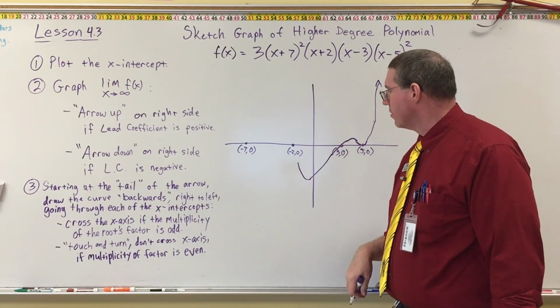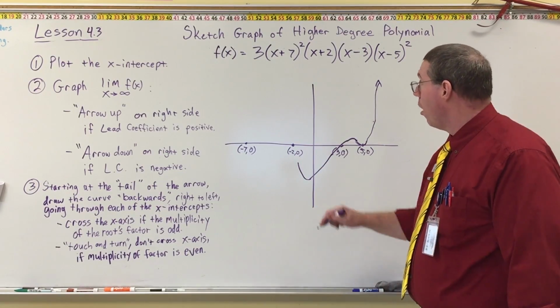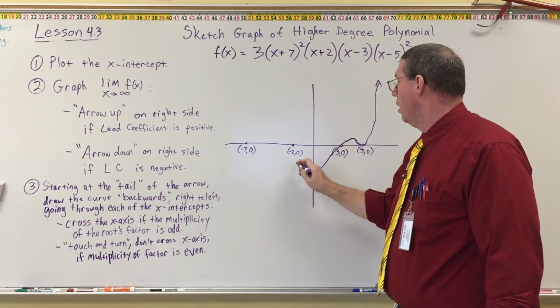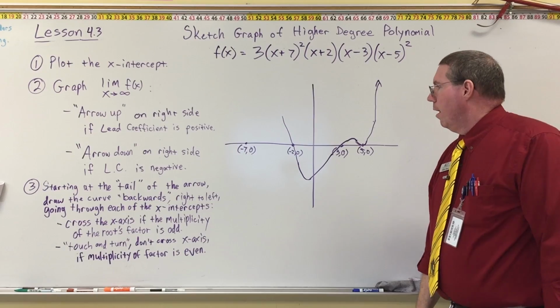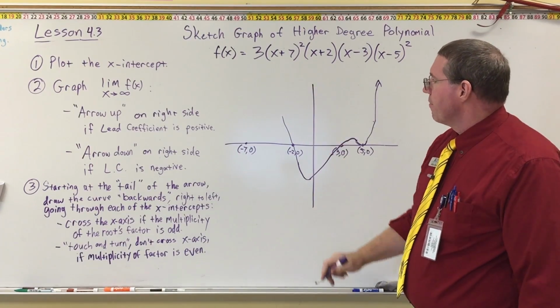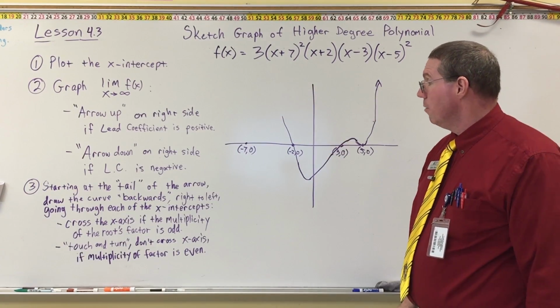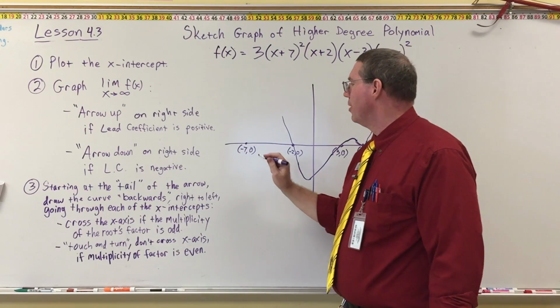All right, what am I going to do when I get to this -2? Cross. Yeah, because multiplicity is 1. So we're going to cross through. There we go. And now what am I going to do when I get to this -7? Bounce, right? Or touch and turn, whatever you want to call it. So watch what I'm going to do.